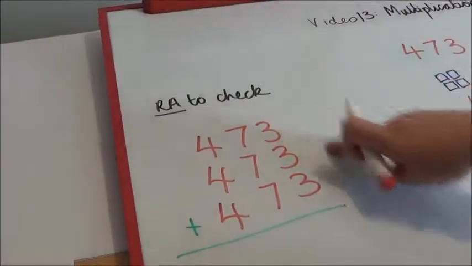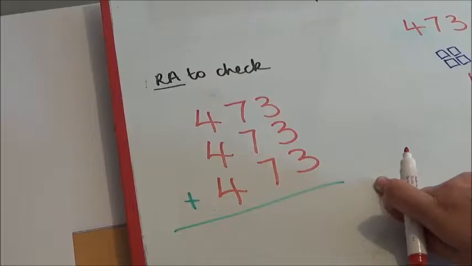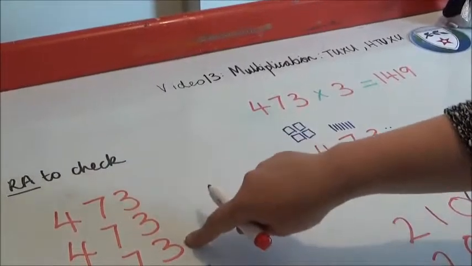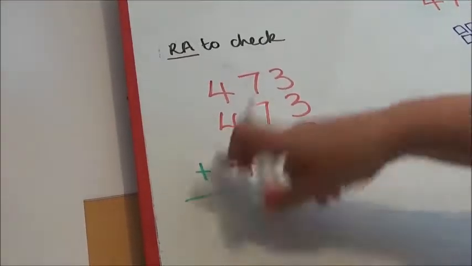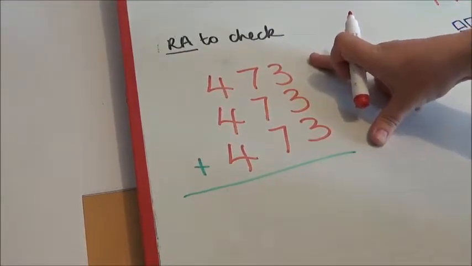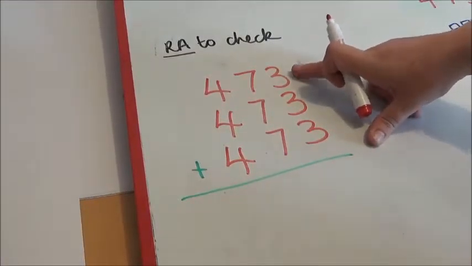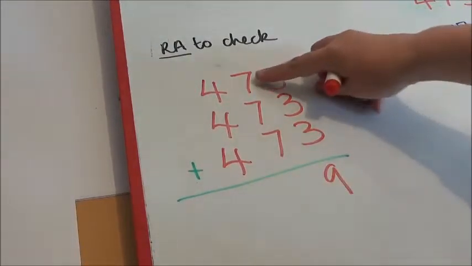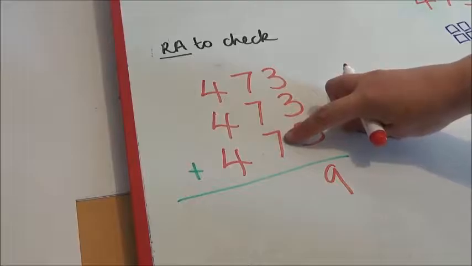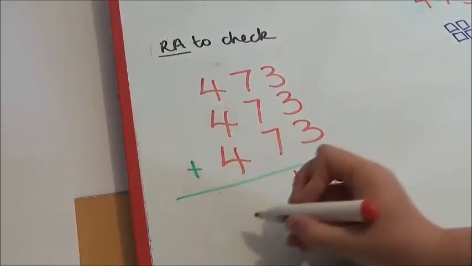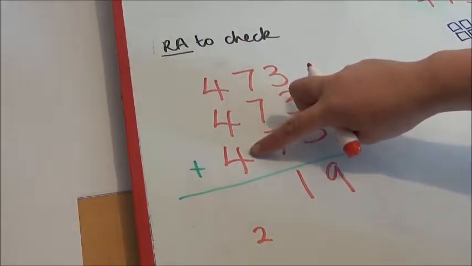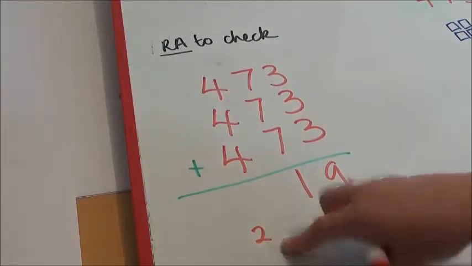As promised, I've used repeated addition to check my answer. So I've done 473 repeated 3 times, and I'm going to add them together. I've used my column addition to help me out. So 3, 6, 9, 7, 14, 21. I'm going to put the 1 here and carry the 2 into the next column. 4, 8, 12, add the extra 2 is 14.